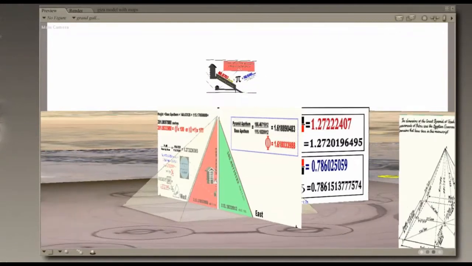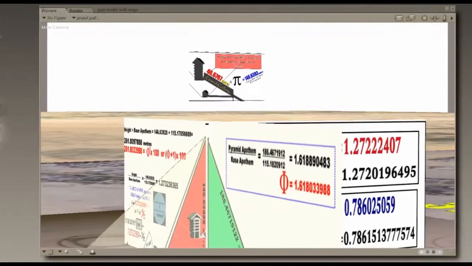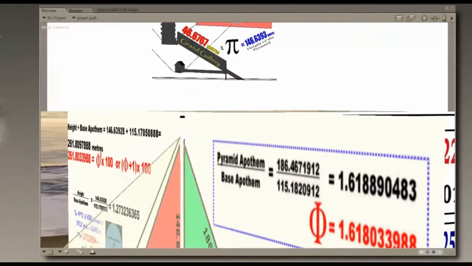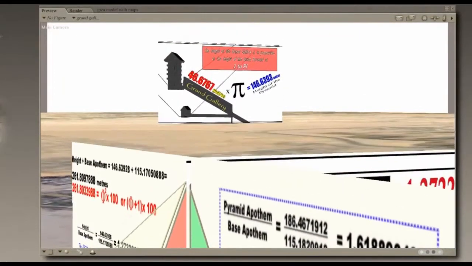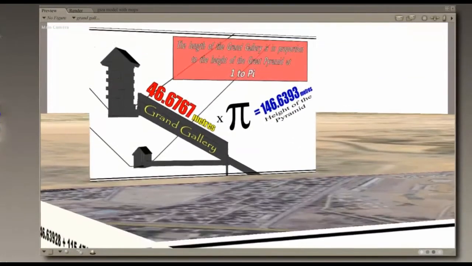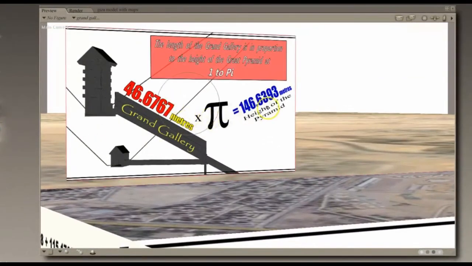The Grand Gallery as a proportion. Now there's more. If you look at the proportions of the King's Chamber as well, the perimeter is pi times 10 meters, but the Grand Gallery times pi equals the height of the Great Pyramid. Everything that's on the outside of the pyramid is repeated on the inside of the pyramid. Any chance of coincidence or luck is simply removed.